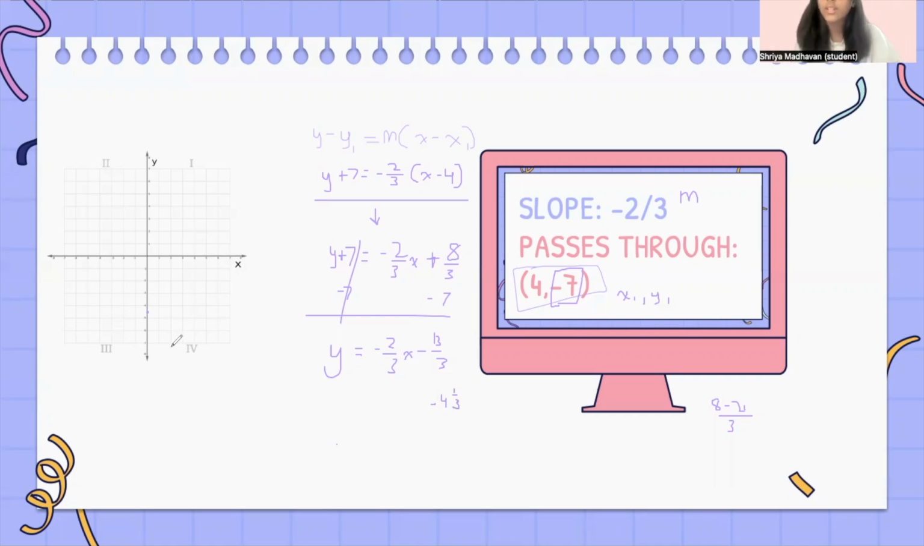And then we're going to decrease by 2 and move to the right by 3. So decrease by 2. So 1, 2. And move to the right by 1, 2, 3. There we go.